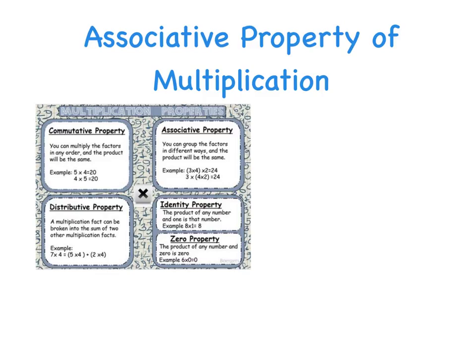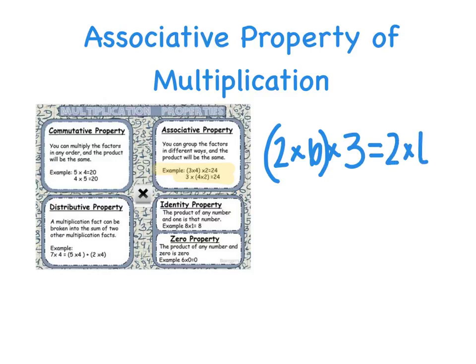The associative property of multiplication says that you can group the factors of a multiplication problem in different ways and you'll still get the same answer. Look here for an example, but I'm going to give you another example as well. If you had something like 2 times 6 times 3, I could group it like this, or I could group the 6 and the 3 together and I will still get the same answer.